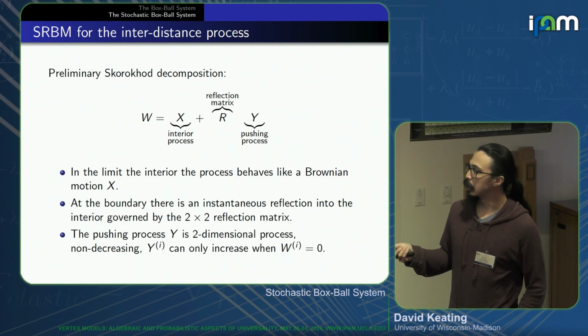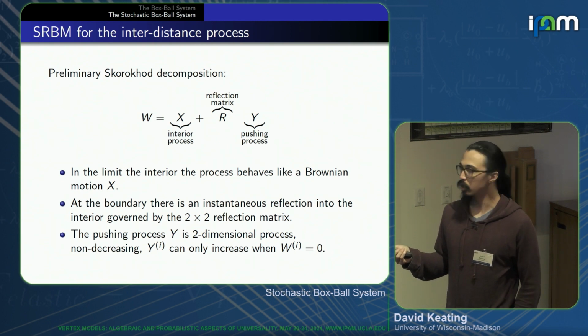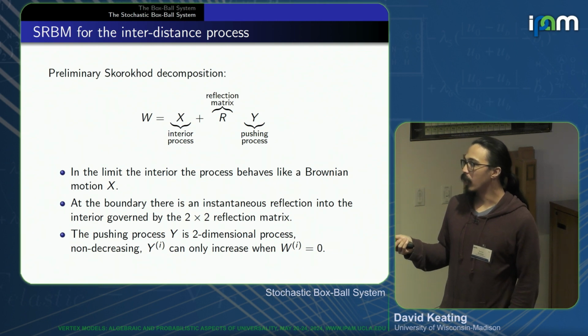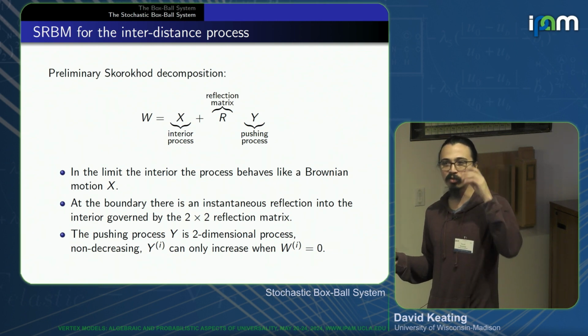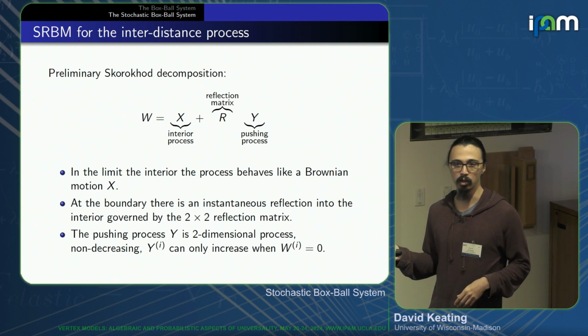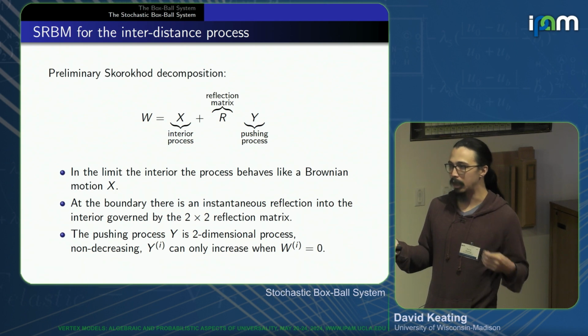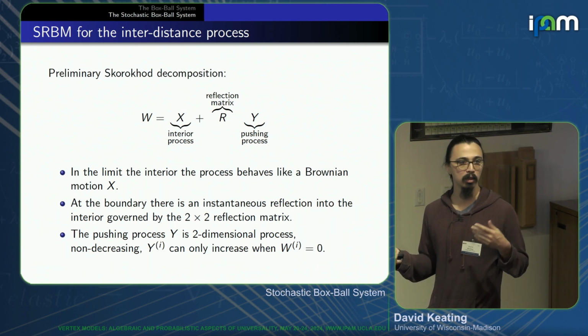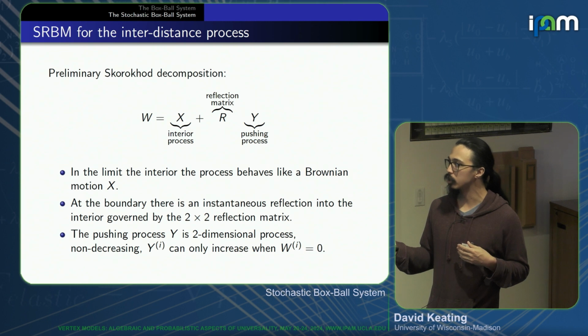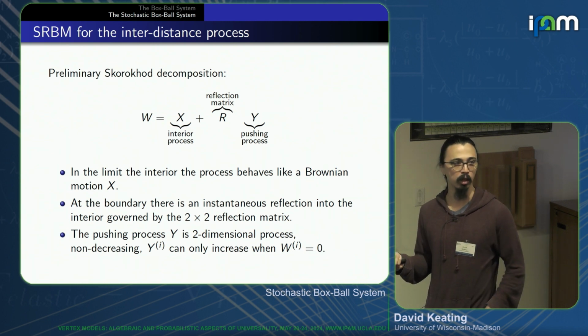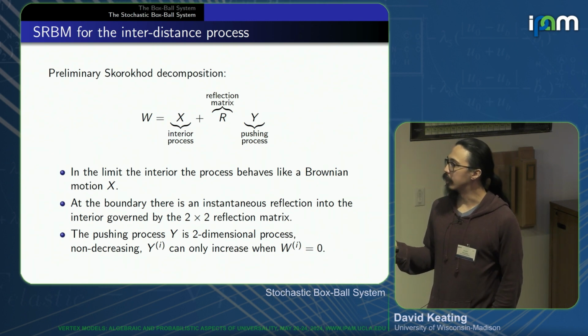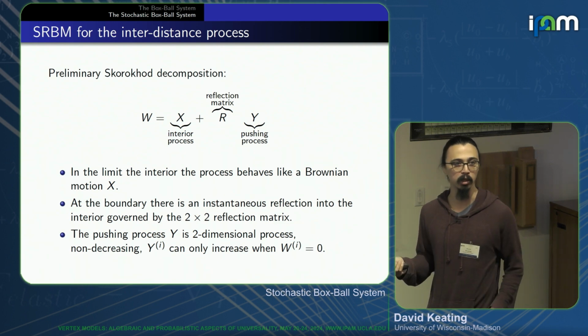So Y here is going to be some d minus 1 vector. So if we're in Z^{d-1}, that Yi will just keep track of the number of times we hit the boundary Wi equal to 0. So every time we hit that boundary, we'll have some reflection matrix that pushes us back into the interior. So W will only live in the positive orthant. X will be defined on the whole plane. And then R times Y is this boundary process that's pushing us back into the positive orthant for W.